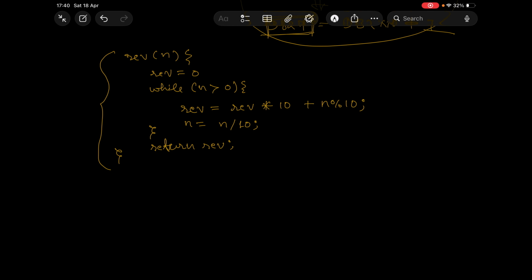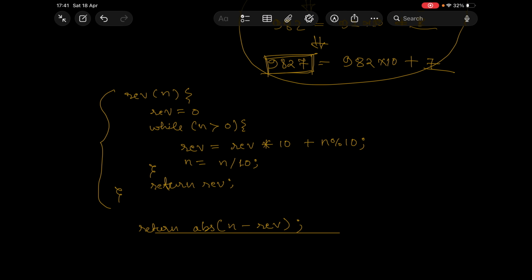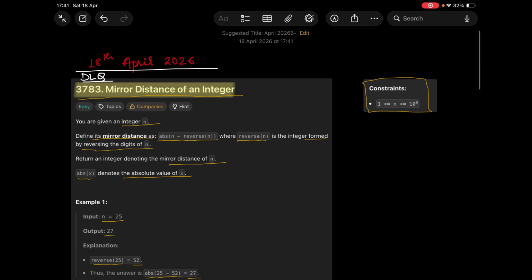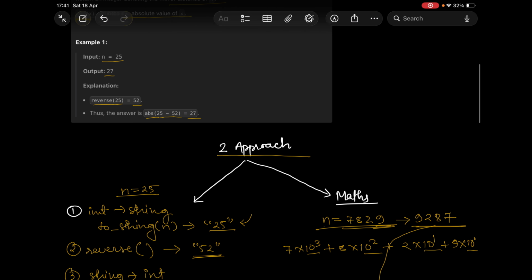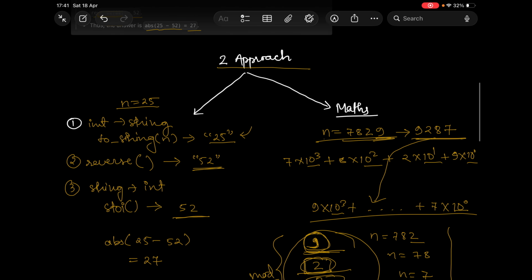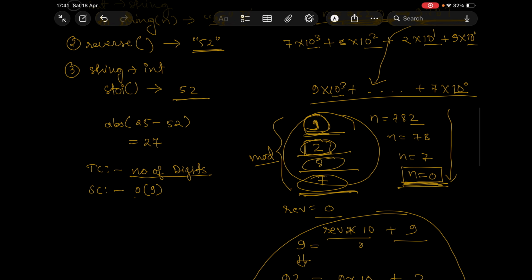So this would give me the reverse number, and in the main method, we can simply return the absolute of n minus reverse value. So this is about the approach, these two approaches that we have discussed. Now let's discuss the time complexity for this approach, right? For the earlier approach we already discussed, time complexity would be number of digits and space would be of 9, that is the string value.